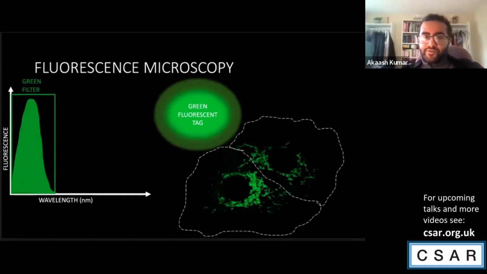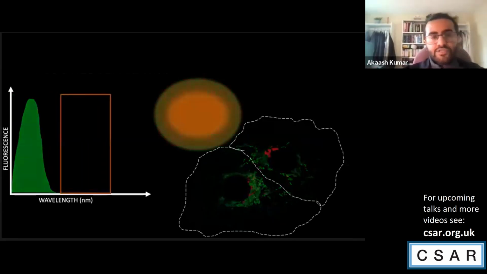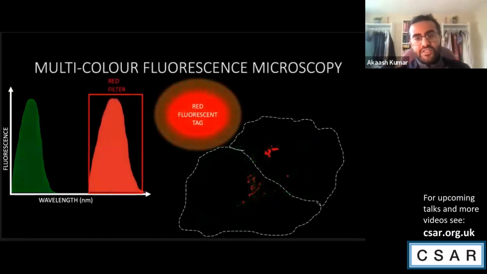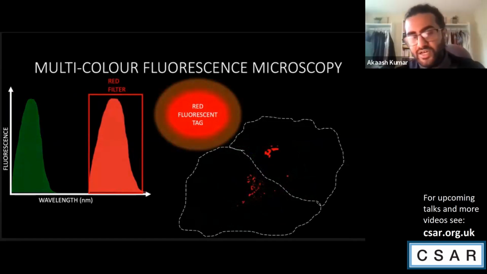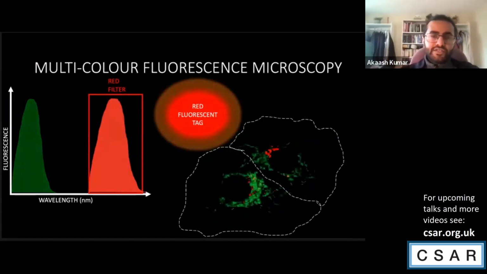However, biological processes involve multiple different entities, creating the need to visualize more than one target within the same sample. So a second fluorescent tag of a different color can be targeted to a secondary structure, and a filter matched to this color can be used. So in this case, a red filter for a red fluorescent tag. Now, each of the tags are imaged sequentially, and this enables us to build up an image.